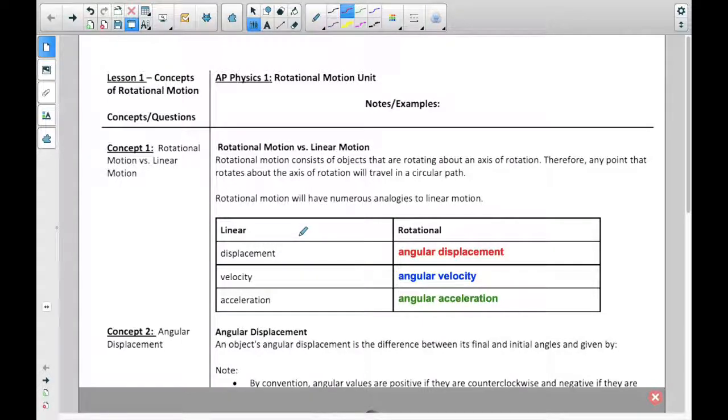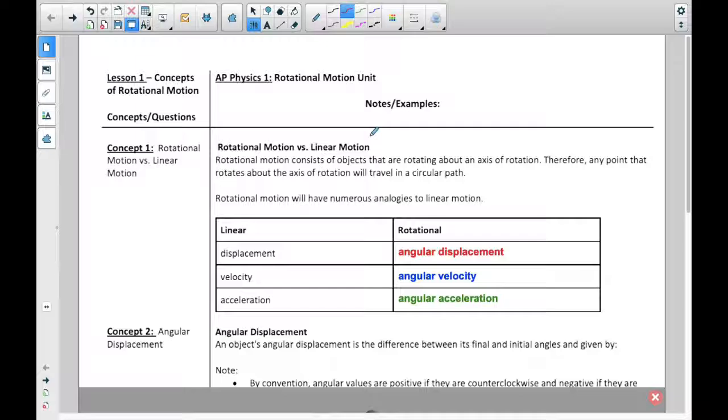This video is going to cover the first part of Lesson 1 from the Rotational Motion Unit. This video will just cover some basic definitions and some equations, and then the next video will go into the examples. Rotational motion is very similar to linear motion as far as the equations that we use. There are a lot of parallels.